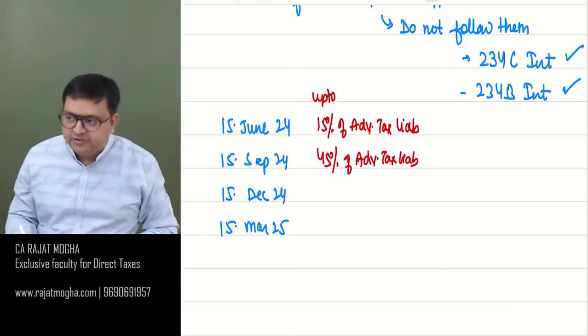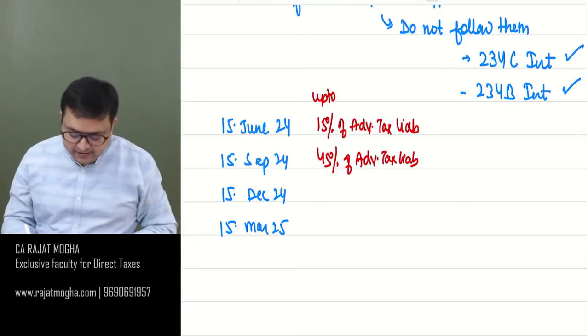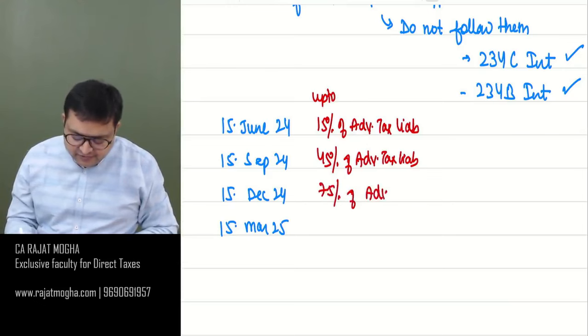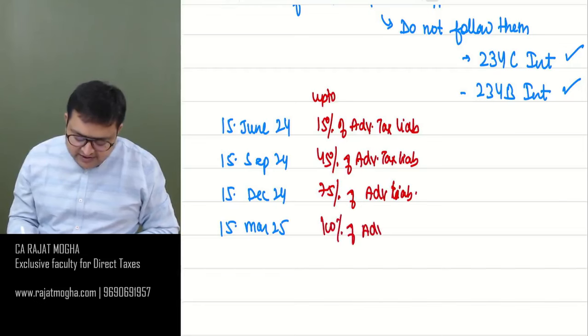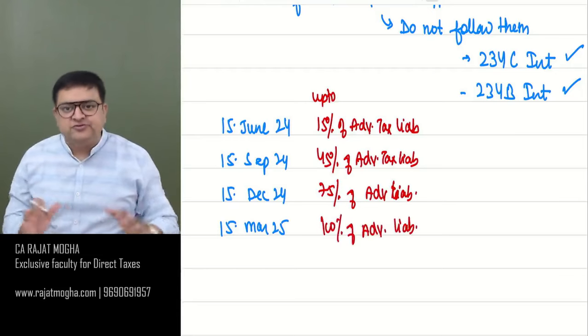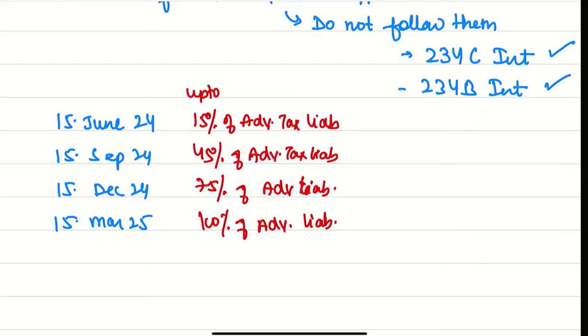Please keep on writing with me. Up to 75% of advance tax liability should be deposited by 15 December, and 100% of advance tax liability should be deposited by 15 March. These are the installments.